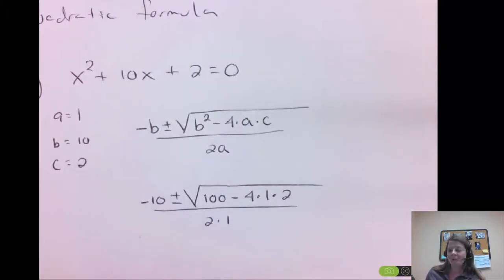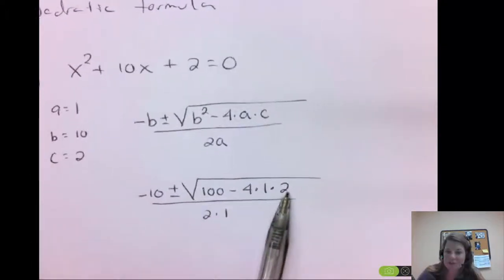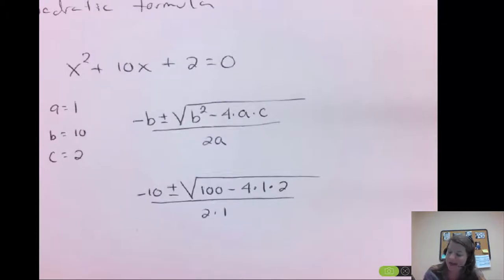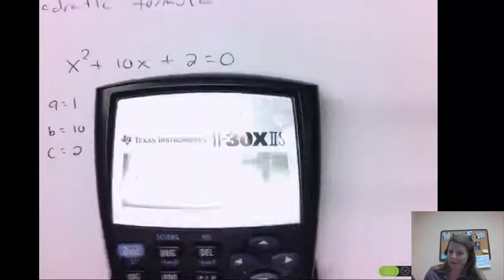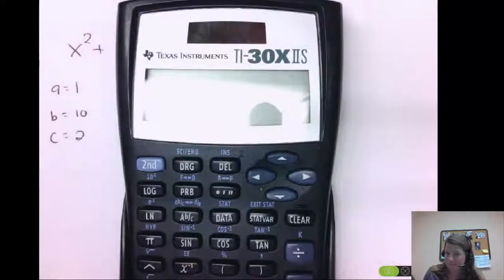Then all we do is simplify under the radical first. You have to do times first. I like this method. Okay, here's my calculator.